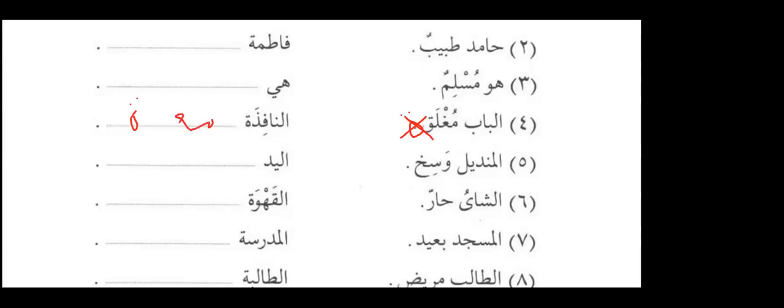مغلقة. The first one is masculine, which is الباب, مذكر. The other one is muannas. Naam. So if a subject is masculine, its predicate will also be masculine. Yes. If a subject is feminine, its predicate will also be feminine. Naam. Okay. Do the next one.